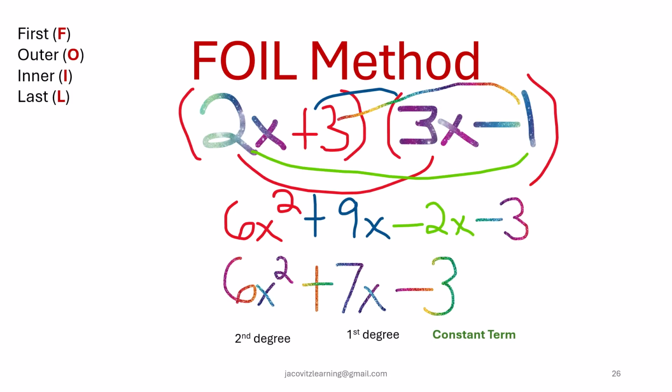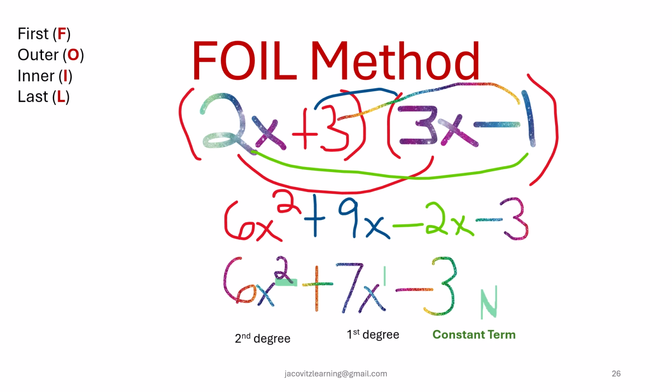Okay? Now let's move on. You have something called a FOIL method. We will go over this, but I want to go over degrees before we do. You have a second degree here because this is 6x to the second power. You have a first degree because this is implied as a 1x. And you have a constant. Why is this a constant?